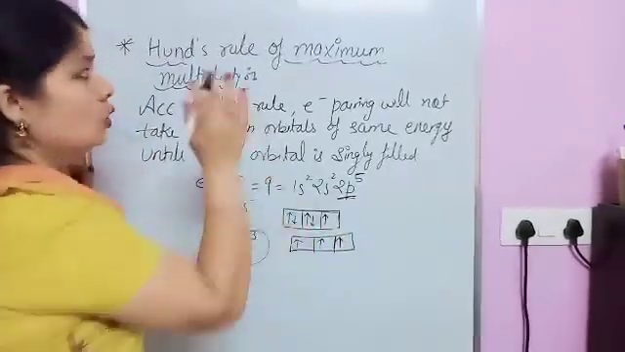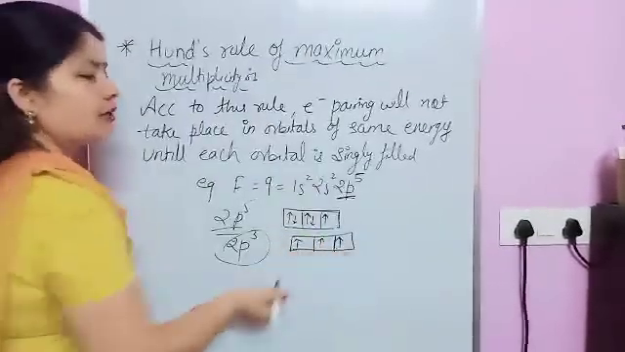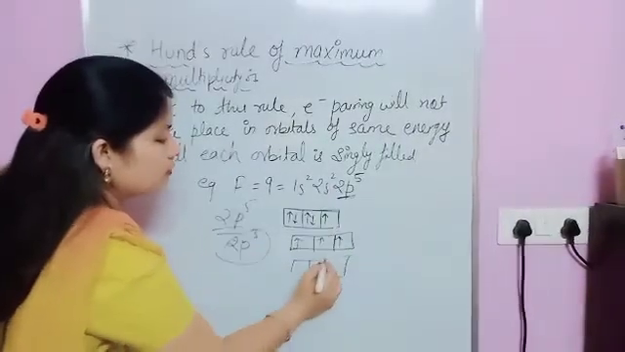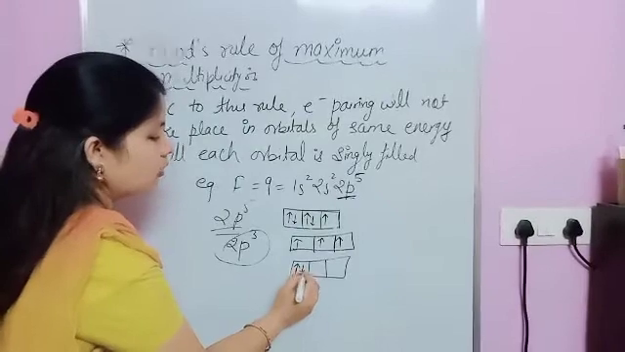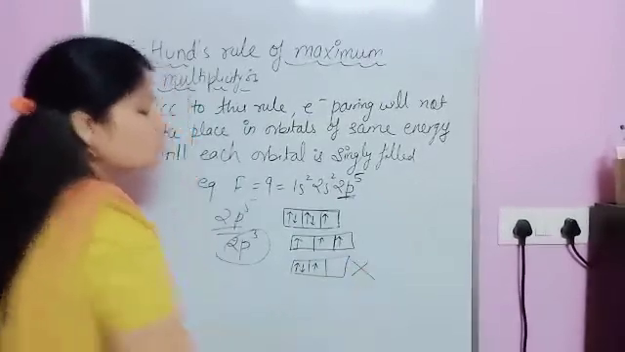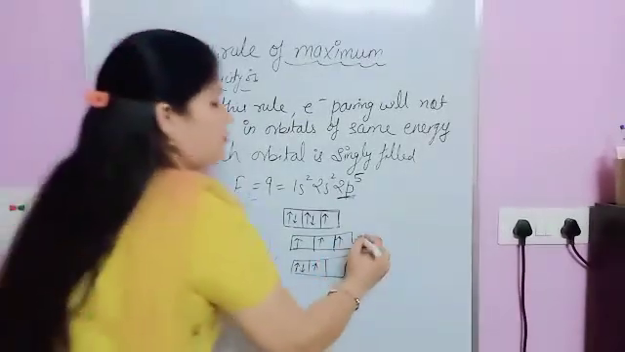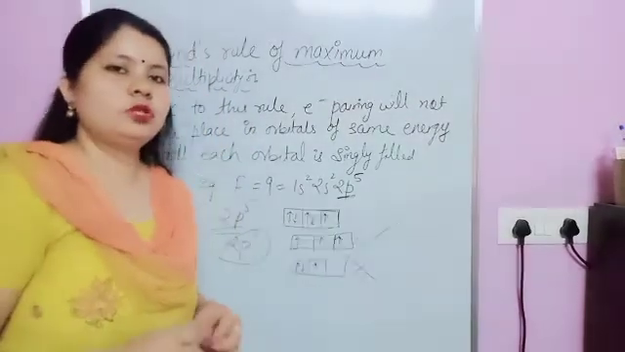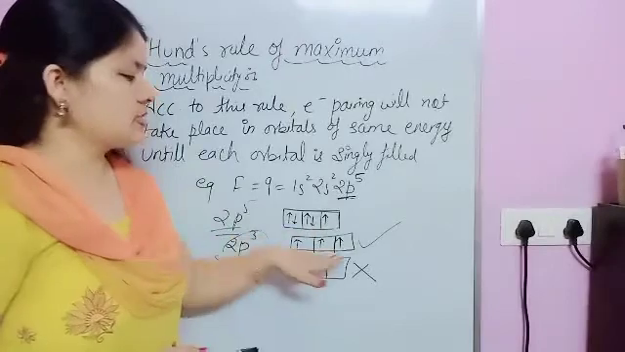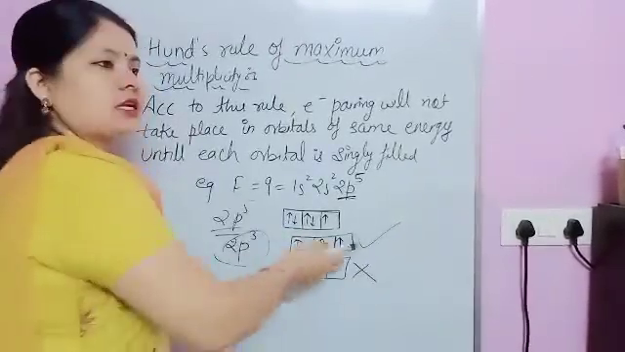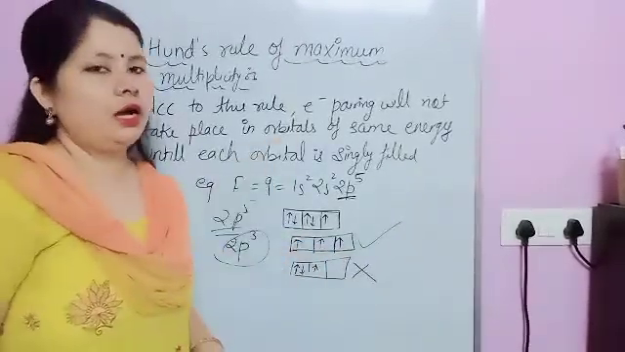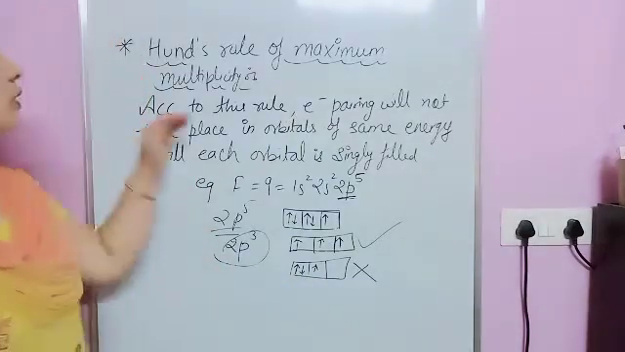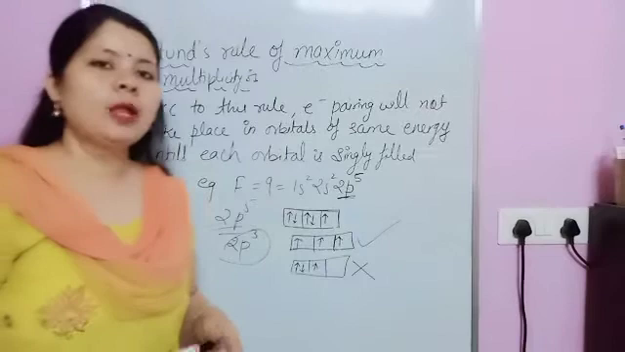This one is Hund's rule: you have to fill electrons singly, then pairing occurs. If you fill electrons like this, 1, 2 and 3, so this one is wrong. The right pattern is this: first of all, for subshells of the same energy, how will their orbitals be filled? Singly filled, and once they are singly filled, then pairing occurs. If you fill like this, this one is wrong. That one is according to Hund's rule of maximum multiplicity.